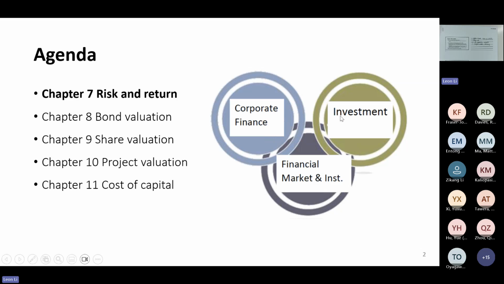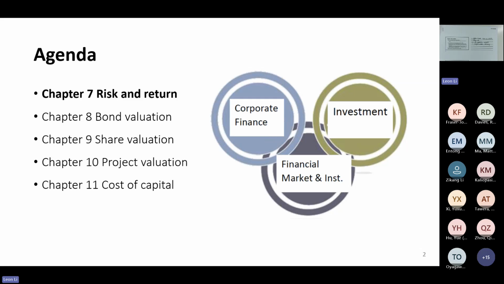For example, investment, bond valuation, share valuation, they are about investment. Project valuation, cost of capital, they are about corporate finance. In the financial market, using the financial market data, we can calculate risk and return. So please know they are the 3 key areas in finance.